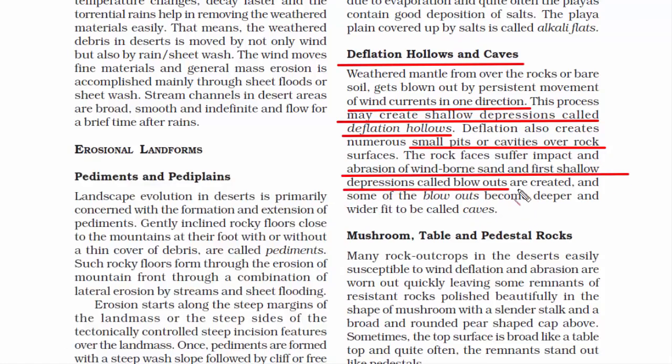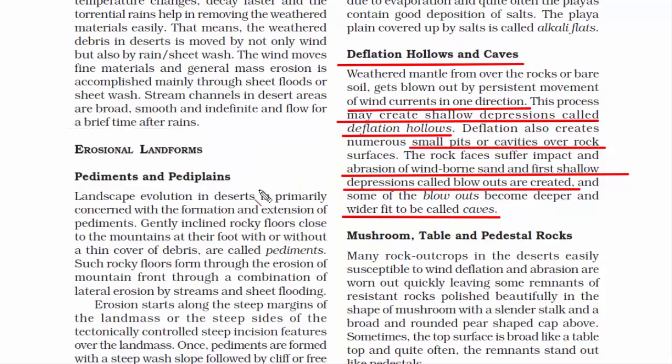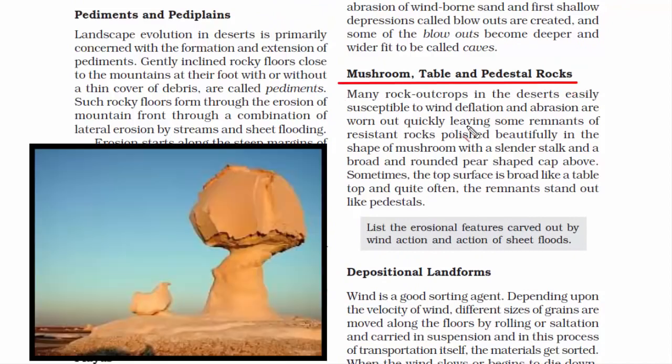With more and more intense blowing of wind and also with time, these pits or cavities become bigger, deeper and wider. They turn into caves. The fourth type of erosional landform is mushroom, table and pedestal rocks. So mushroom rocks look like this. They are also called pedestal rocks, meaning it looks as if it is standing on a pedestal or a stand.